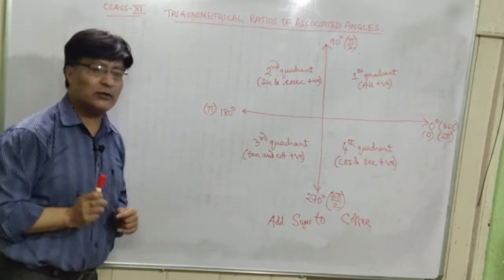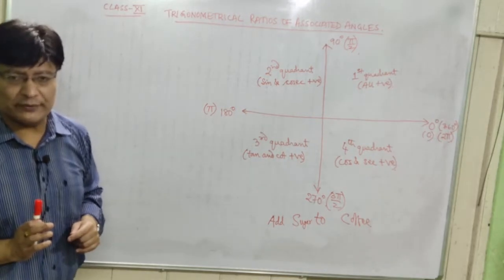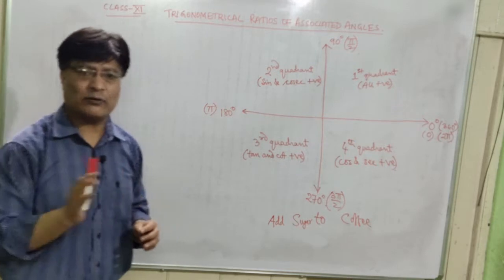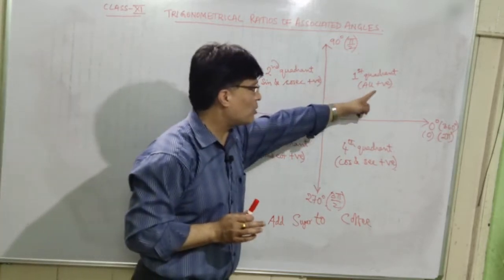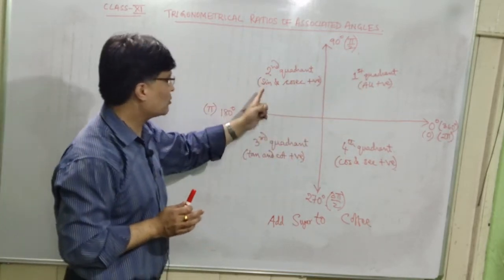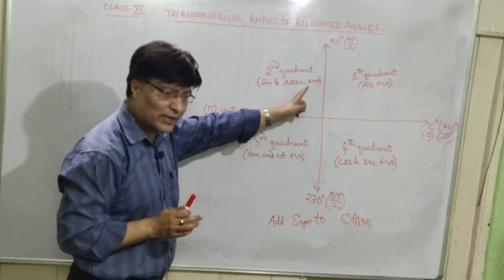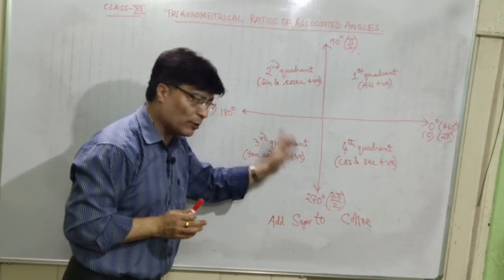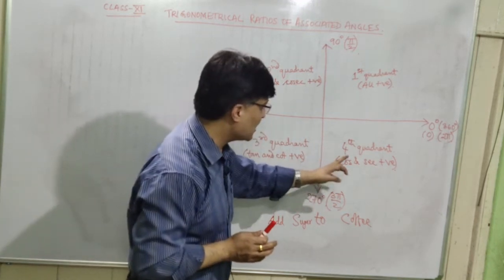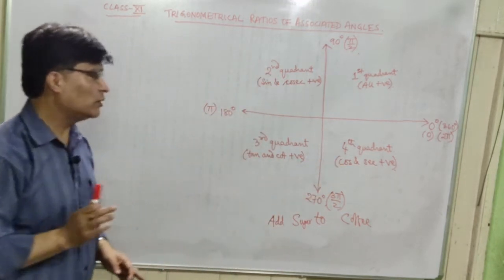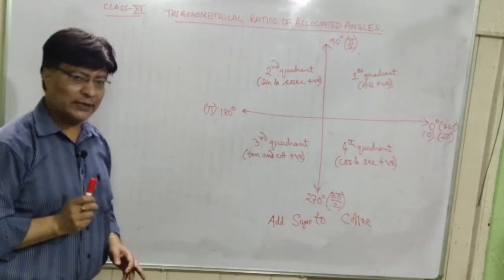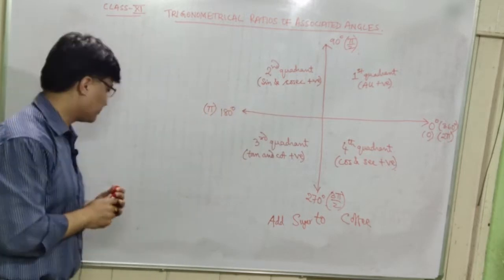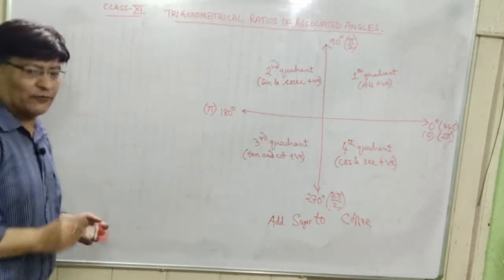So in the first quadrant, all the trigonometrical ratios are positive. You know trigonometrical ratios: sine, cosec, cos, sec, tan, cot. In the second quadrant, sine and its inverse, cosec, are positive. In the third quadrant, tan and cot are positive. And in the fourth quadrant, cos and sec are positive. So you can remember a statement, add sugar to coffee. Now let us write down some formula here.